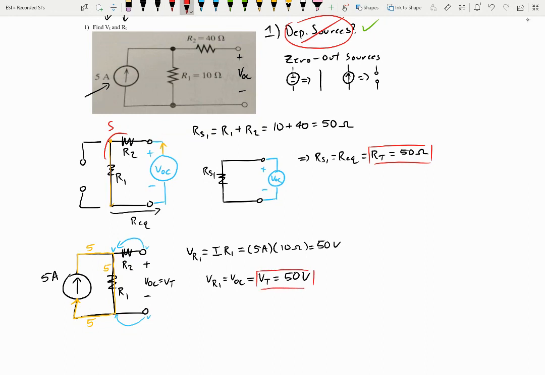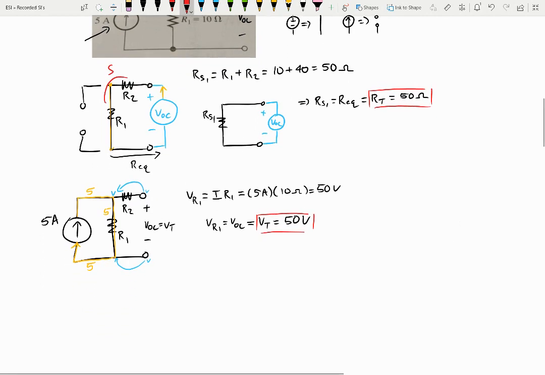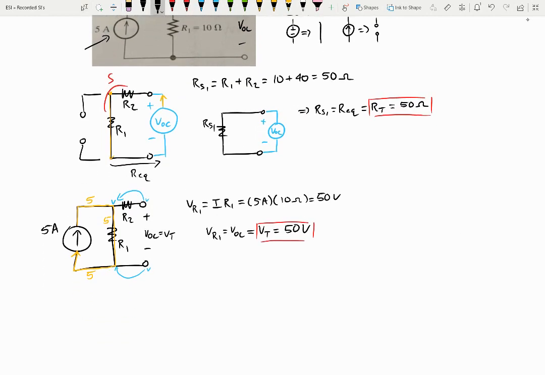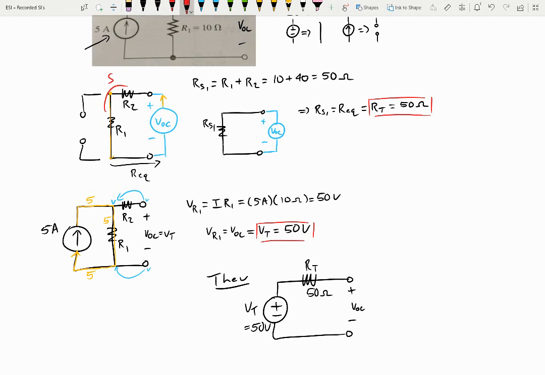And those are our final values. And if we want to drop them in a Thevenin circuit, so we'll have plus minus. Remember, Thevenin is going to be series. This will be our R Thev. This will be V Thev. 50 volts and 50 ohms. And we still have plus minus VOC over here, okay? So this is our completed Thevenin circuit.